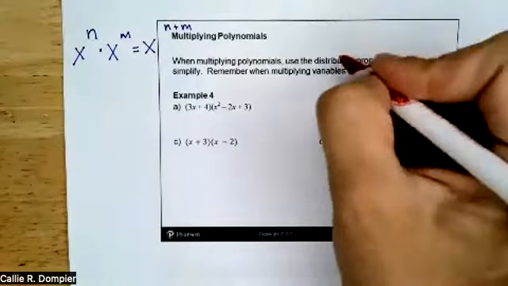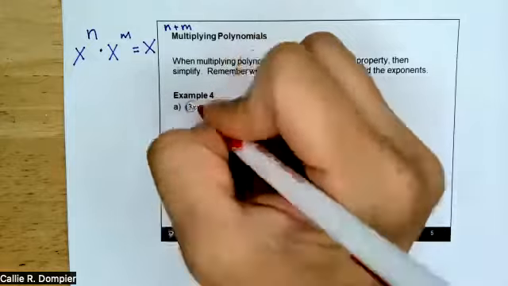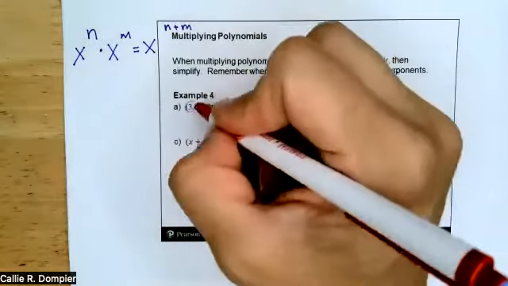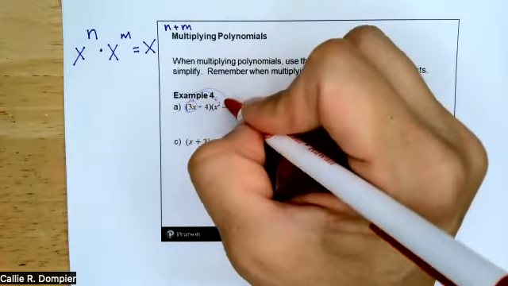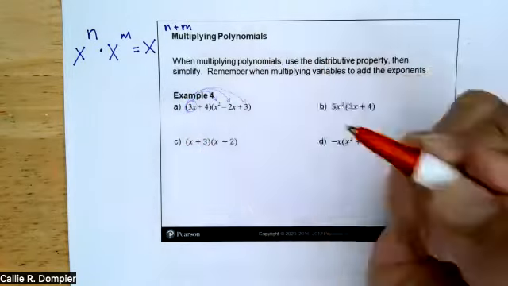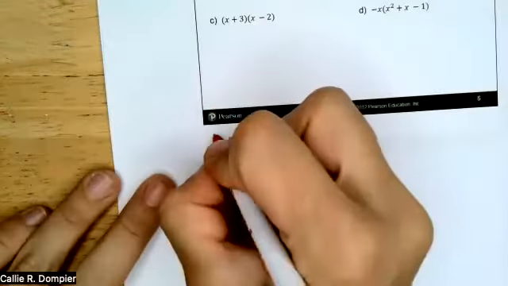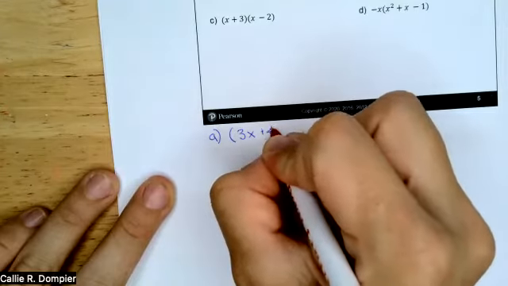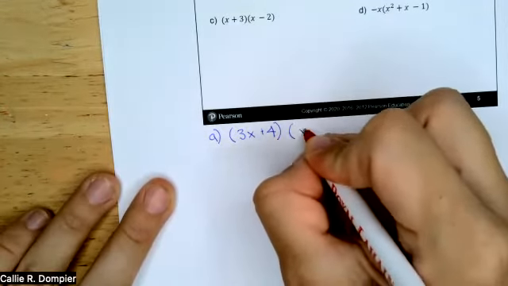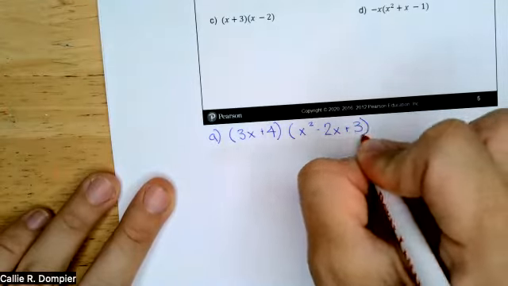All right, so distributive property means I take, for example, here we're just FOILing, right? So we're going to take the first term 3x, we're going to multiply it by x squared, then we're going to multiply it by -2x, then we're going to multiply it by a +3. And I know I'm going to run out of space. I'm just going to start down here. 3x plus 4, x squared minus 2x plus 3.